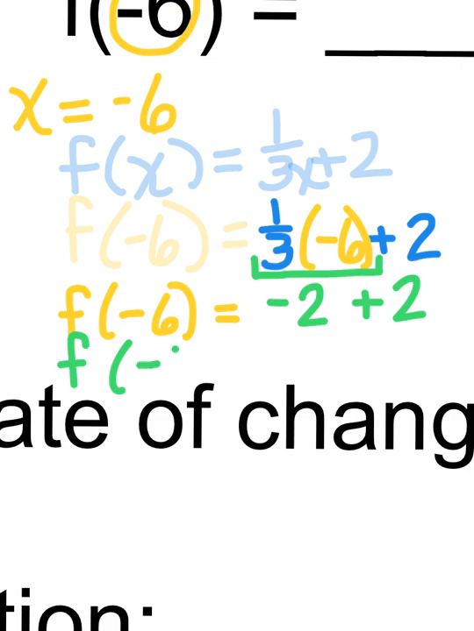So f of -6 is equal to 0. That means y equals 0 when x is -6. This is also known as the x-intercept.